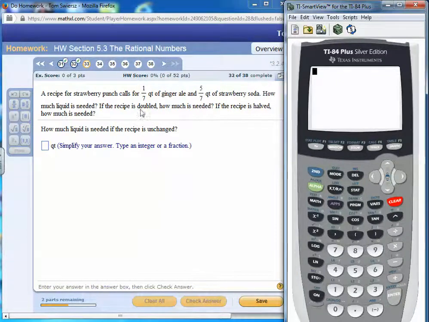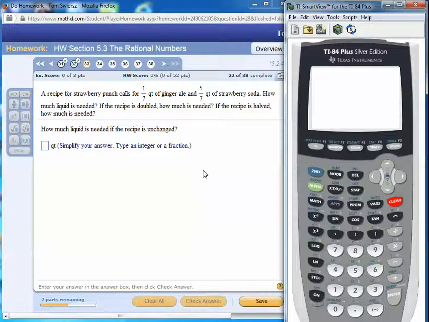A recipe for strawberry punch calls for 1/7 quarts of ginger ale and 5/7 quarts of strawberry soda. How much liquid is needed? Okay, so again here, we're simply going to add the two together, right? We need the total amount. So again, it's already a common denominator, so 1/7 plus 5/7, we can easily do that.